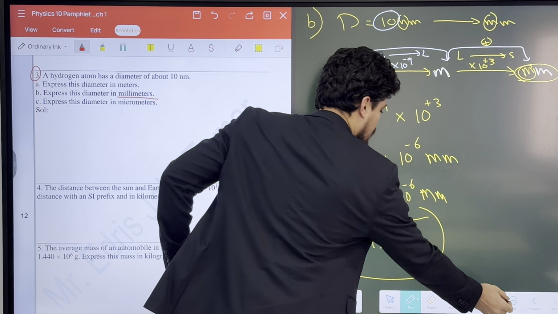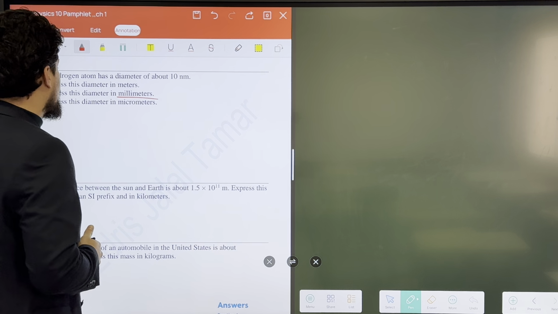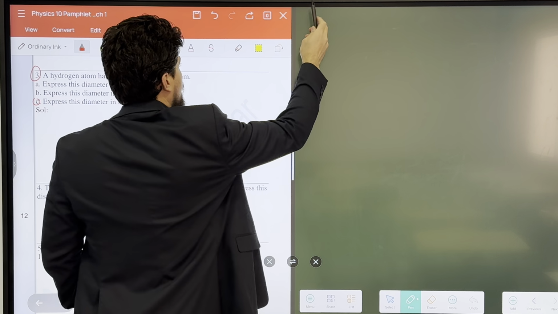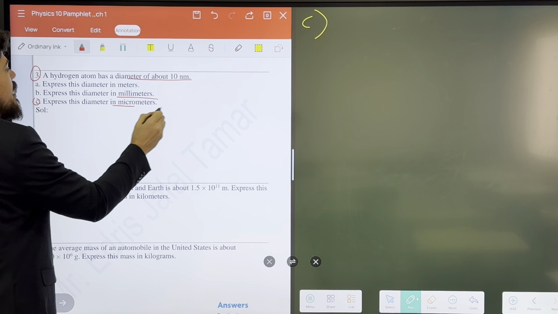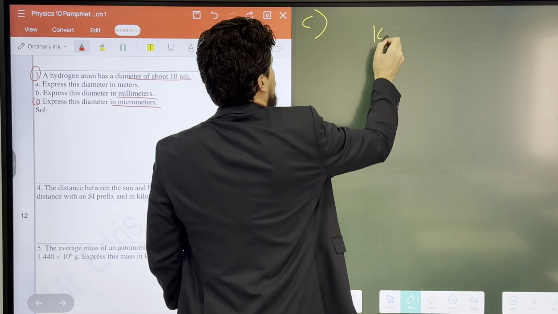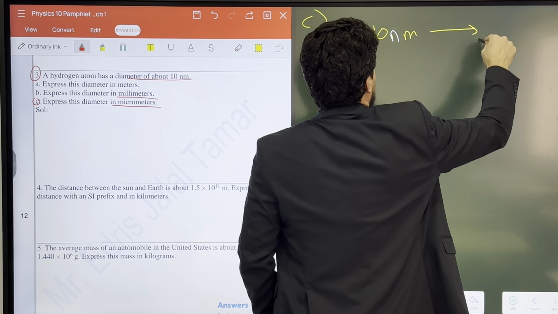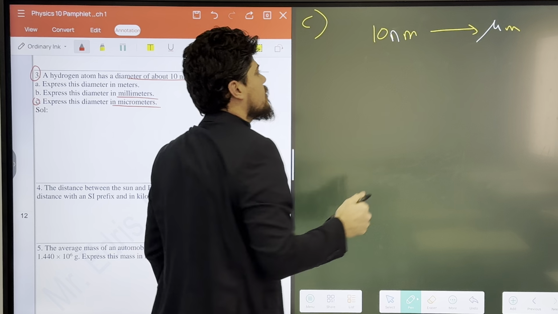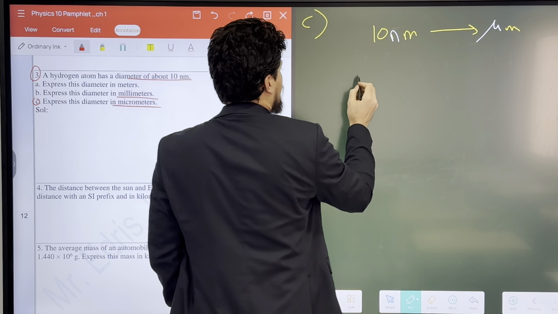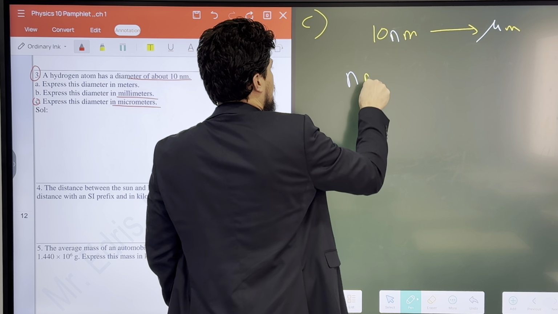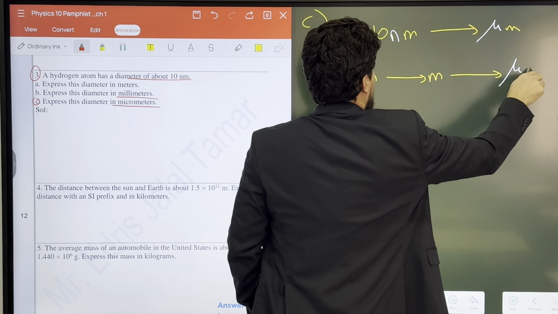So this is very important, and you have to keep in your mind how you can convert between the prefixes. The last one, branch C: express this diameter 10 nanometer in micrometer. Now we have to convert this 10 nanometer to what? To micrometer. How many prefixes do we have? We have 2 prefixes, like the previous branch, okay? In this case, you have to solve in 2 steps. Nanometer to meter, and meter to what? Micrometer, okay?